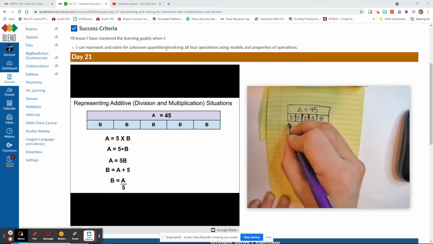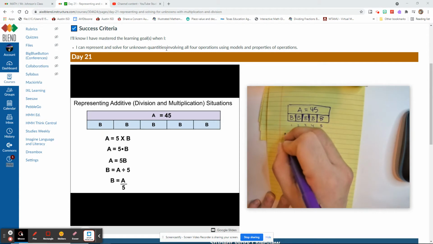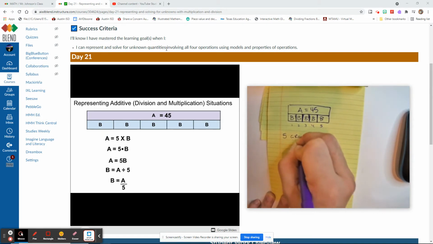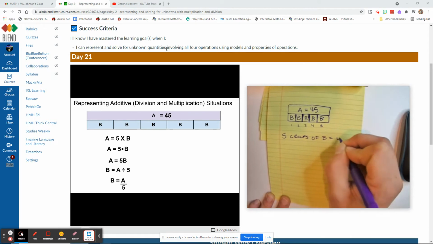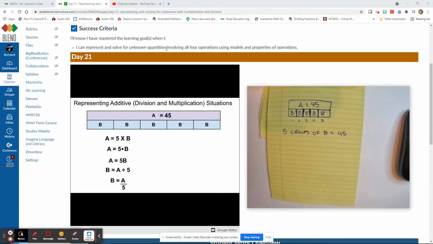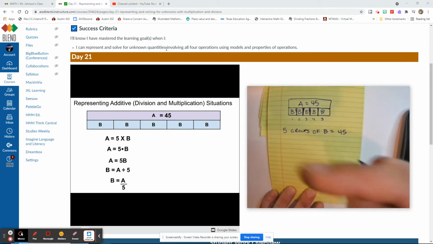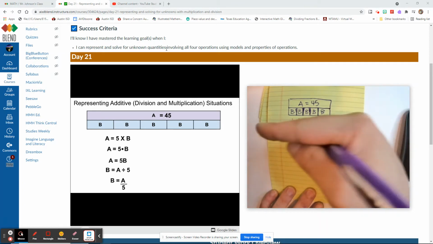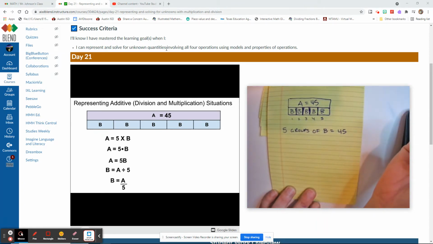So we have 5 groups. Let's count them again. We have 1, 2, 3, 4, 5 groups. 5 groups of B equals 45. Now, what I have to do is check out and see how I can make that into a problem. And if you look on the left side over there, there are 1, 2, 3, 4, 5 different equations that we could pick from.